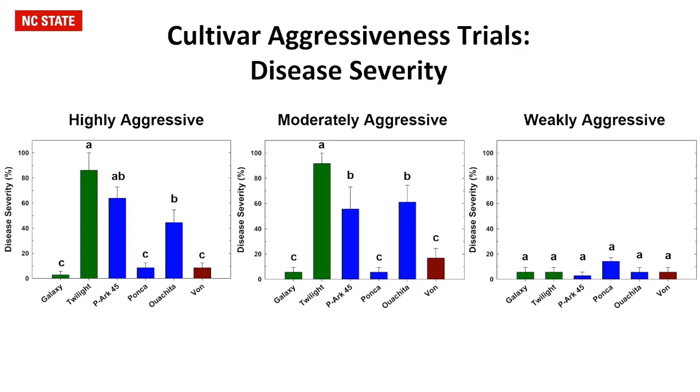They're very easy to screen in the greenhouse. It's about a two-month process, and then we can watch the destruction happen in the field afterward. But it kind of gives us a nice early screening process. As you can see with the weakly aggressive isolate here, disease severity, really the Ponca in that case was a little bit greater, but there were no significant differences when it came to that.